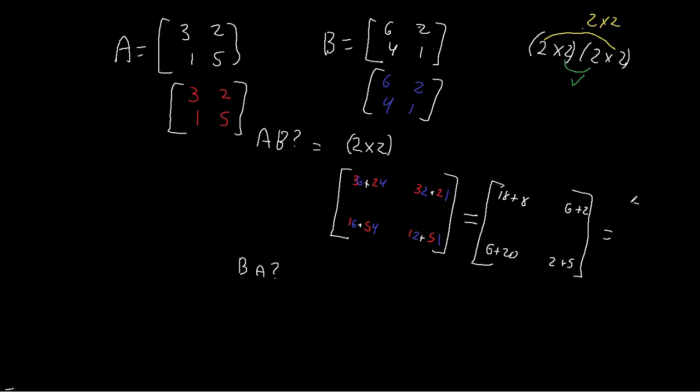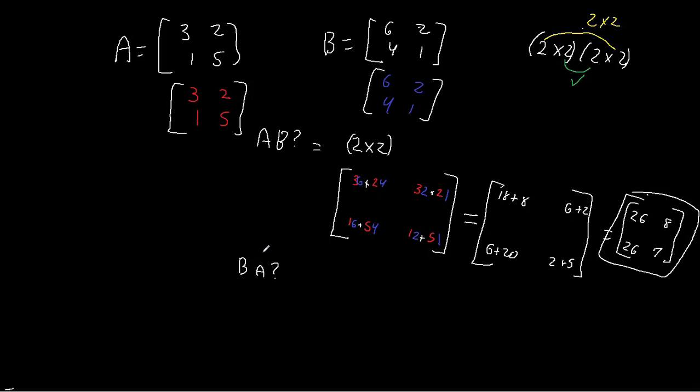I'm going to shrink this down a little bit to make it fit here. 18 and 8, that's going to be 26. 6 and 2 is 8. 6 and 20 is also 26. And then 2 and 5 is 7. So that's A times B. Well, what about B times A?